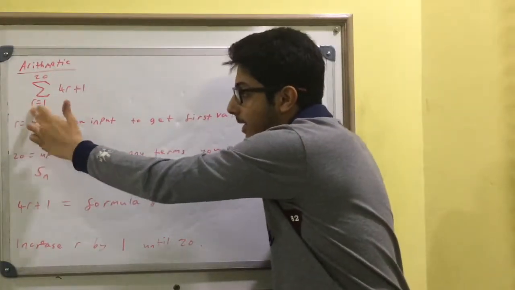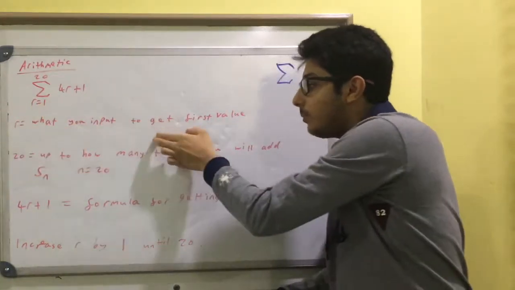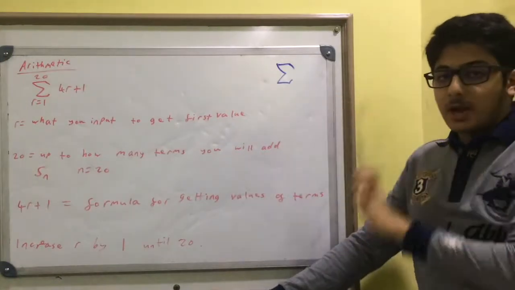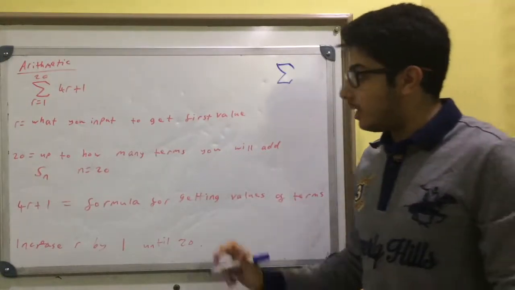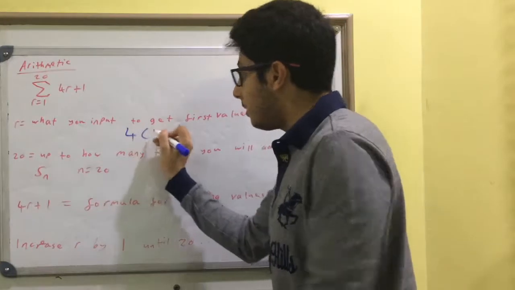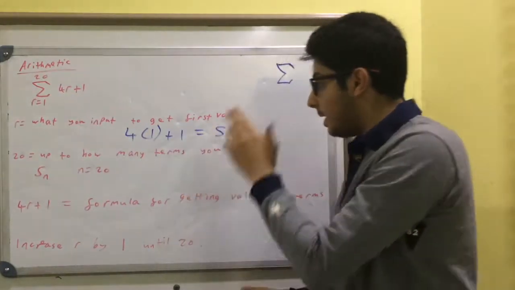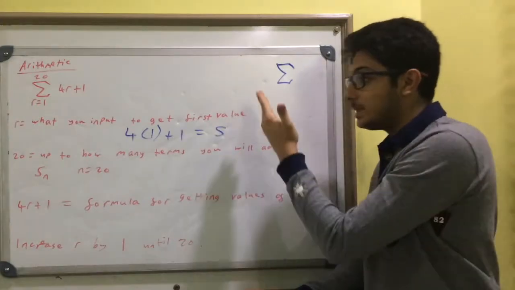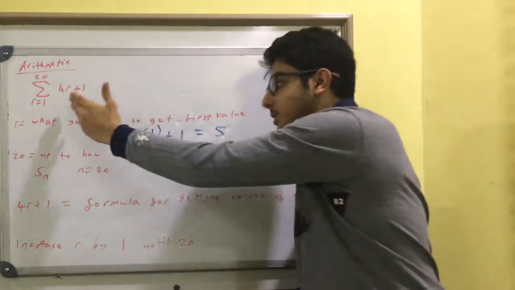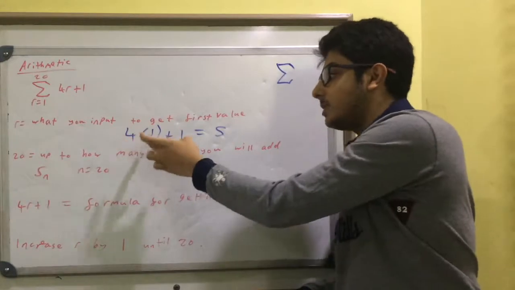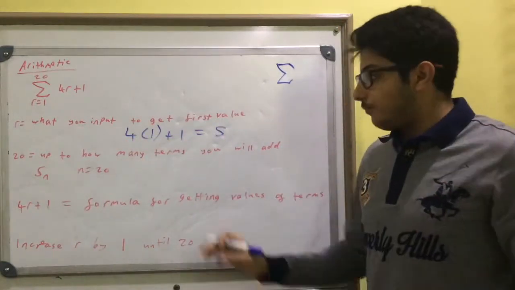Alright, the r here, r is 1, it's what you input to get the value of the first term. So 4, input 1, plus 1, that is going to give you 5. So the value of the first term is 5, right? If r was 2, the first term would be 4 times 2 plus 1, which would be 9.